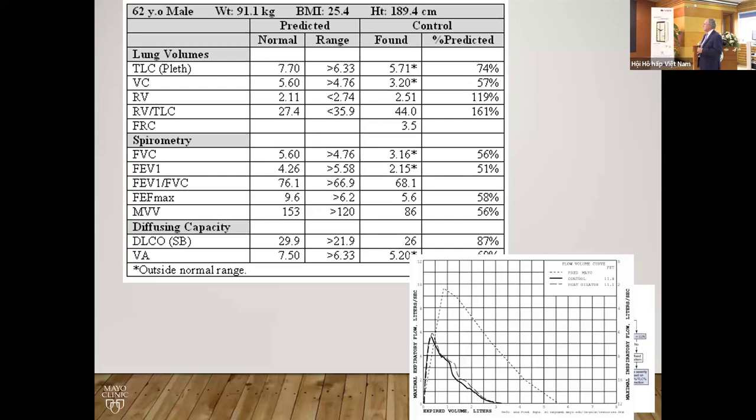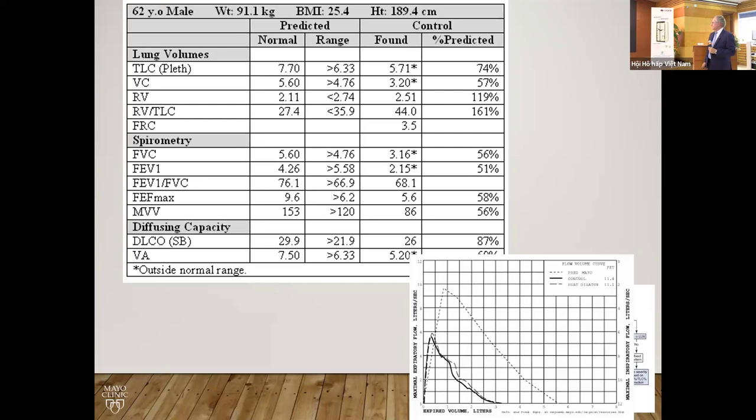Và mình xem cái AV này là 2.51, tức là nó vẫn trong giới hạn bình thường. Tuy nhiên cái chỉ số AV trên TLC thì hơi tăng một chút xíu, là do cái tổng dung lượng phổi, cái TLC, giảm thì cái tỷ số này có thể hơi tăng lên một chút. Và cuối cùng là cái DLCO này thì mình thấy là bình thường. Như vậy đây là kết quả một cái test bất thường.